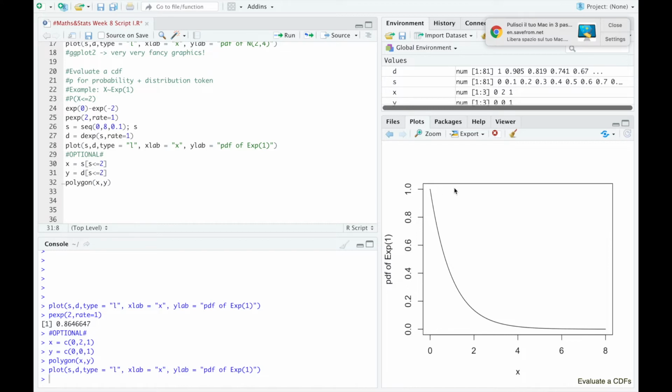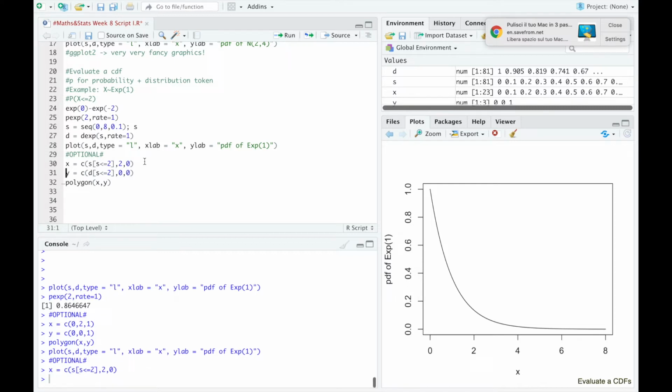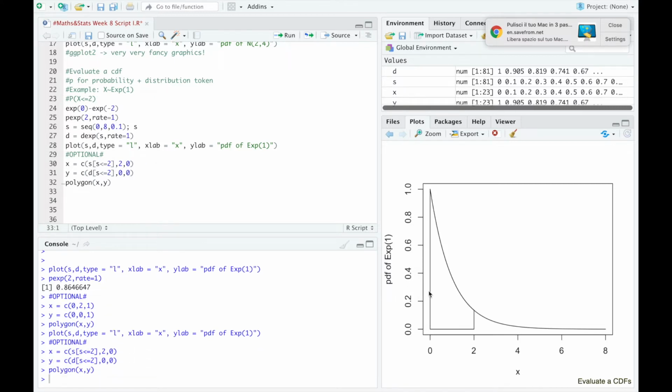With these two commands I've specified all these points. However, I'm missing 2 points. I still want to connect (2, 0) and (0, 0). So I concatenate these vectors with the points 2, 0 and 0, 0. I define my x and my y, and this is the polygon I get. So this is the area.